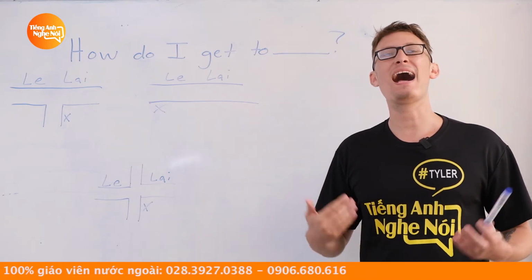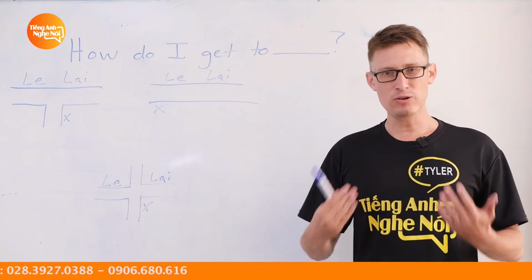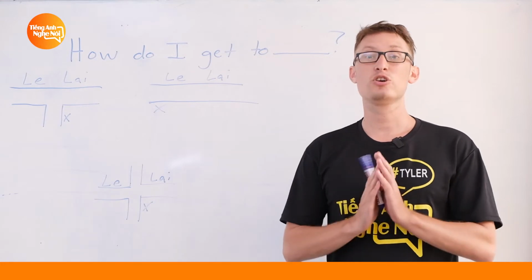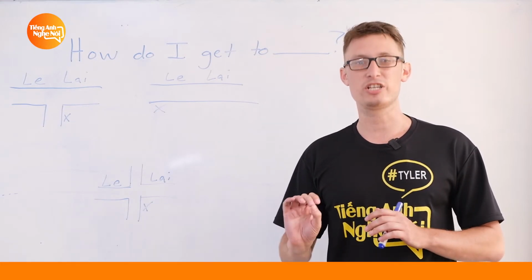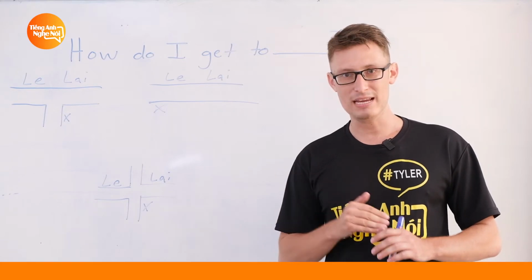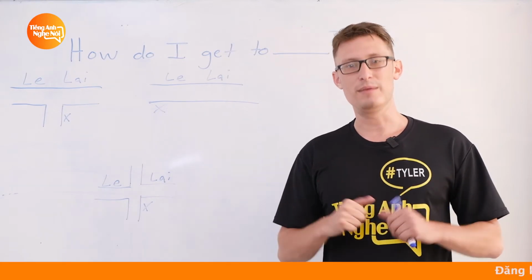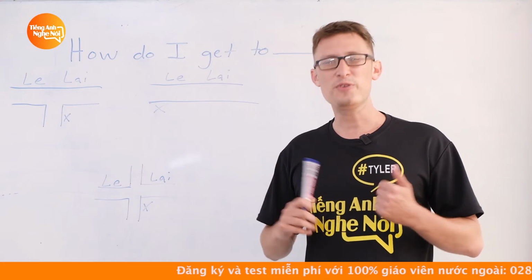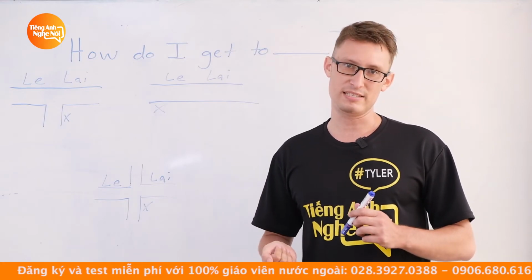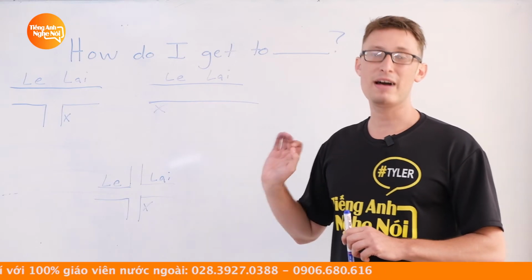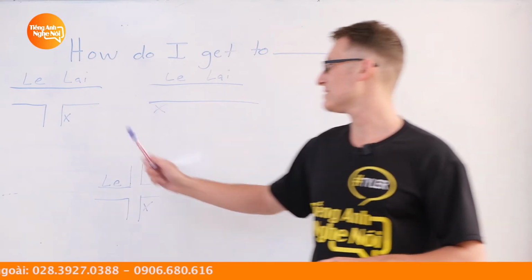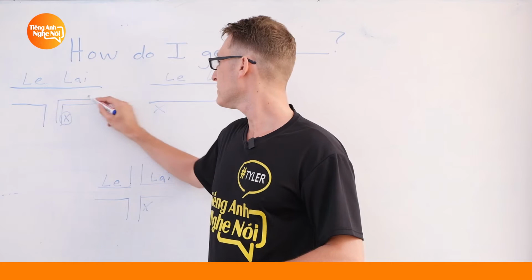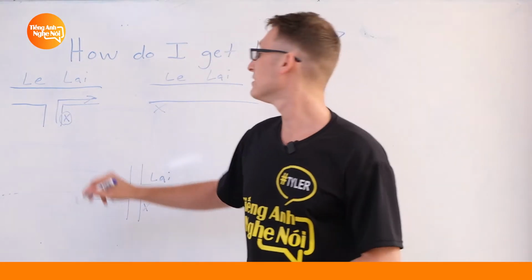Now, if I ask you, how do I get to your house? How do I get to your office? Okay, this means you must give me directions. You must tell me where I should go to come to your house or your office. Okay, now there are a few ways you can give me directions. If you know the name of the street, you can do it like this. If you want me to go here, very easy.